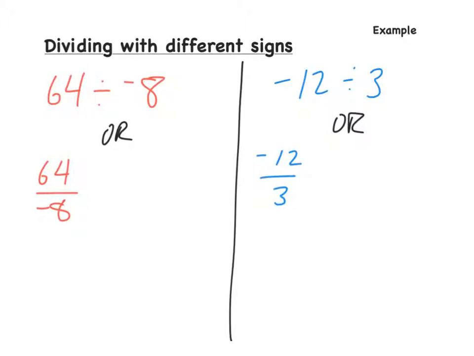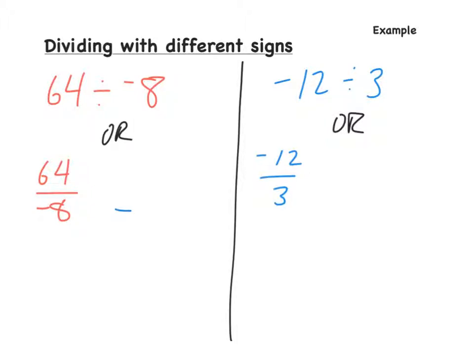Now we're moving into the point where we are dividing with different signs. So let's look at the first example. We have a positive 64. We're dividing that by a negative 8. So we know a positive divided by a negative is always going to be a negative.